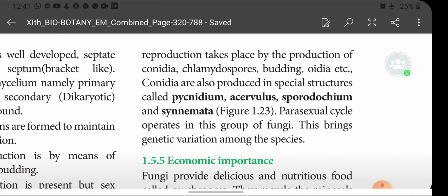takes place by the production of conidia, chlamydospores, budding, oidia, etc. Conidia are also produced in special structures called pycnidium, acervulus, sporodochium and synnemata. Parasexual cycle operates in this group of fungi. This brings genetic variation among the species.